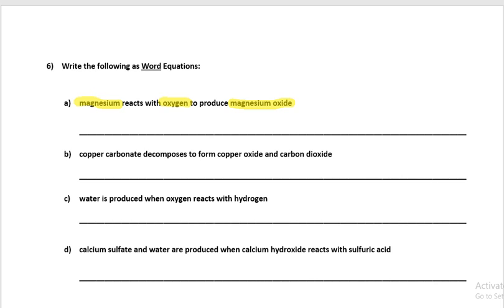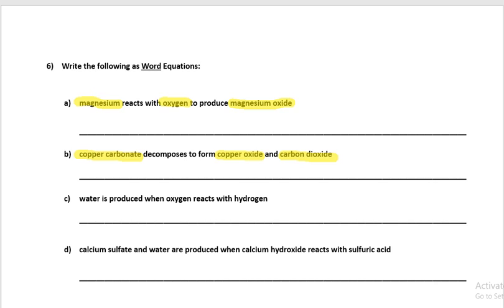So like the next one, copper carbonate decomposes to form copper oxide and carbon dioxide. So I've got copper carbonate, I've got copper oxide, and carbon dioxide. Okay, so sometimes it's difficult to tell whether it's one thing or two things. So some of you might be wondering, is it copper and carbonate? Well, then it would have the word and, alright? So if it just runs together like copper carbonate, it's one thing.